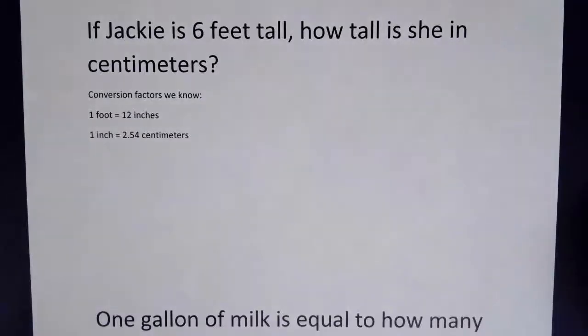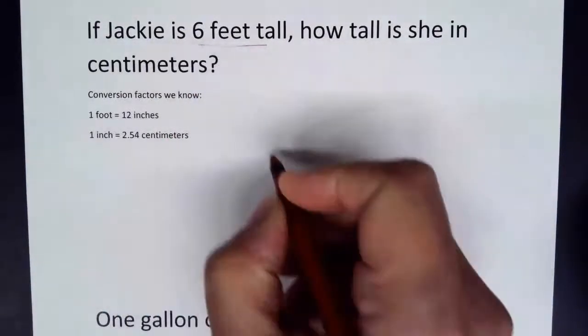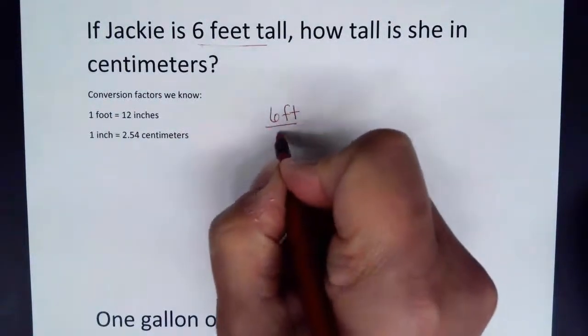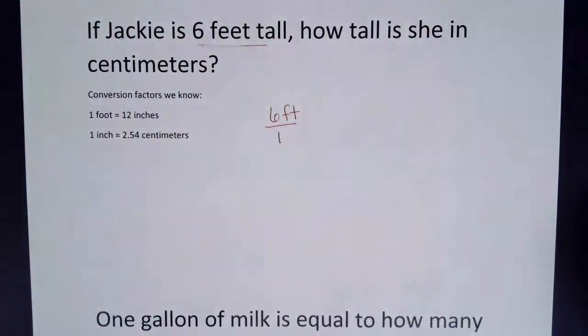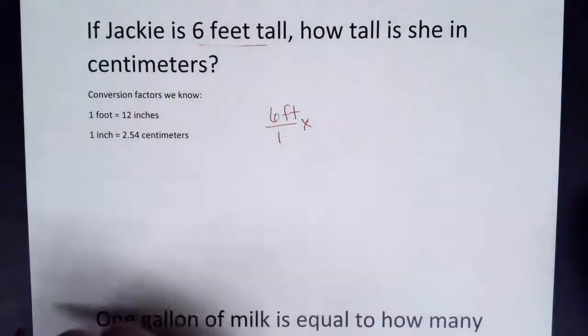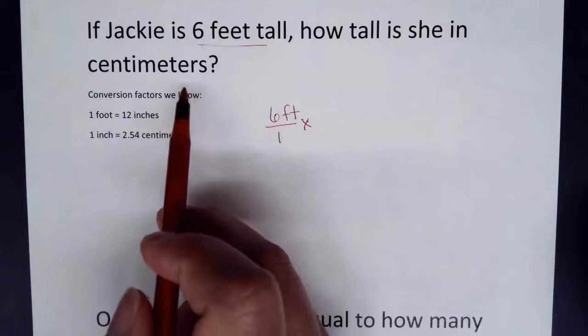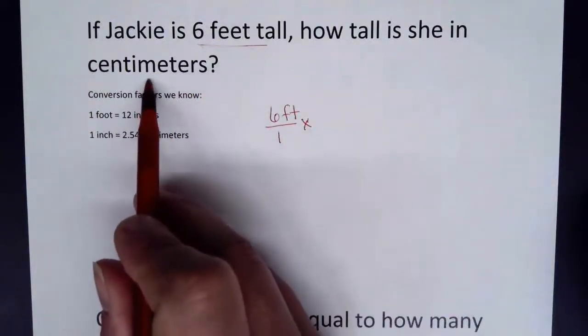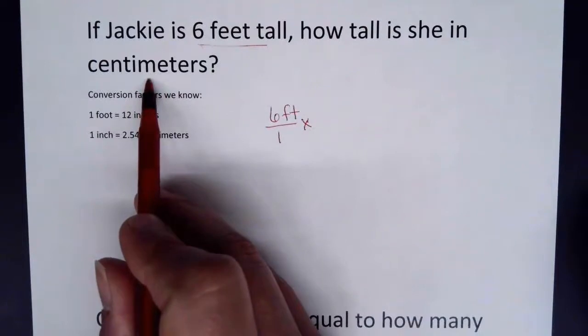Jackie is 6 feet tall. How tall is she in centimeters? So let's start with what we know, what we started with. We know that we're starting with 6 feet, so we'll write that right here. Okay? I usually write that as a fraction, so 6 over 1, just as kind of a placeholder as we go through. The second question we ask is, where do we want to go? The unit that we want is centimeters.